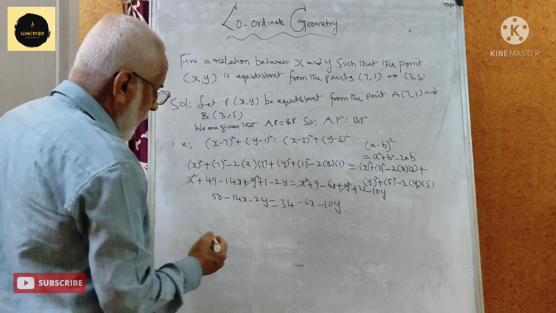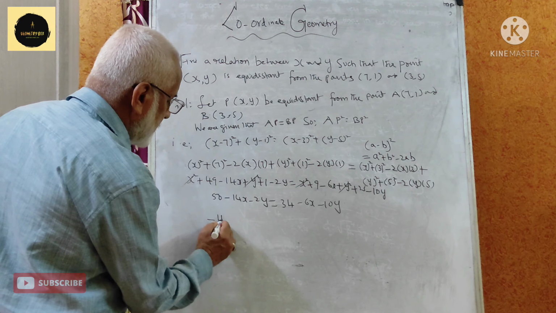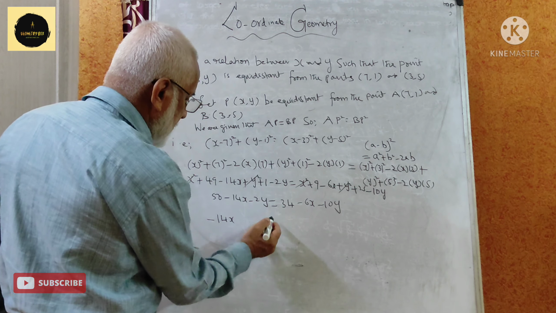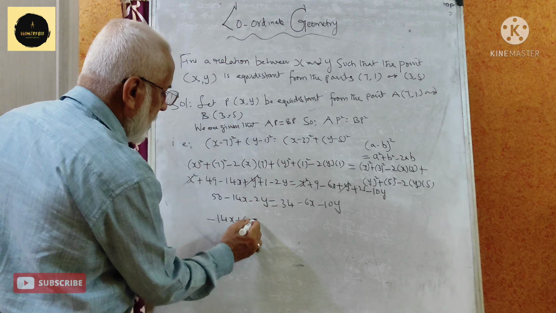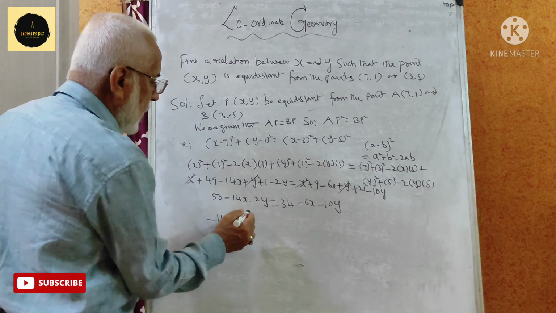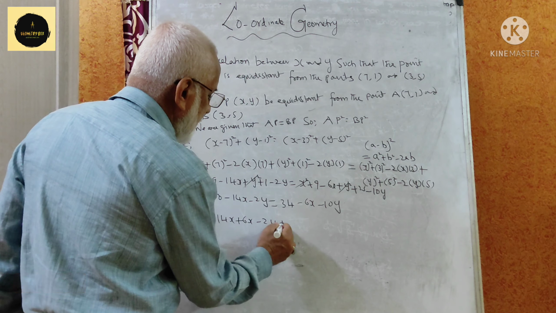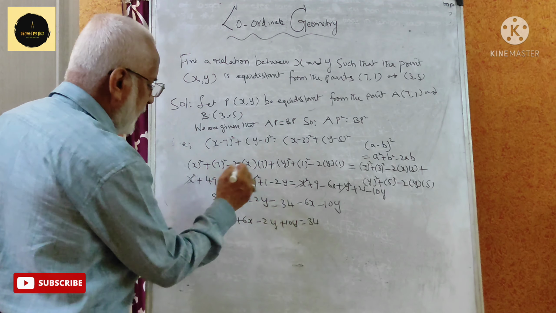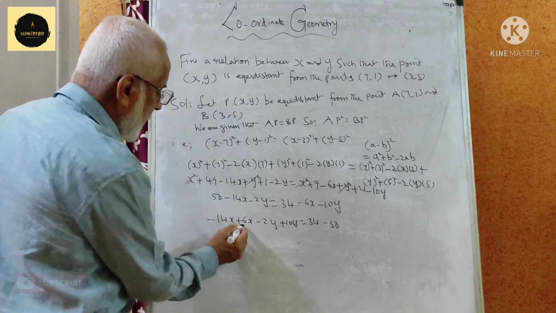Then again keep all the x and y on the left hand side. On the left hand side you are observing minus 14x. On the right hand side it is minus 6x; if you transfer it to the left hand side it becomes plus 6x. Then again here minus 2y plus 10y is equal to 34. Bring this 50 to the right hand side, it becomes minus 50.